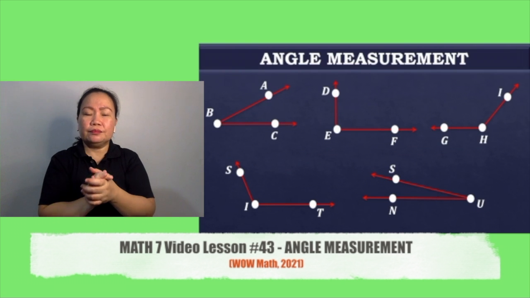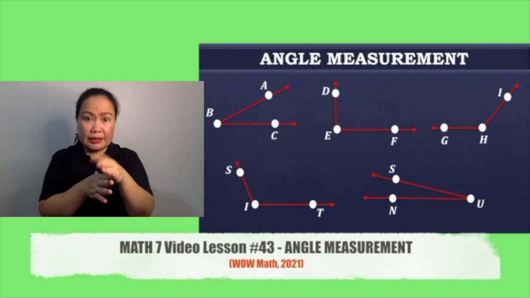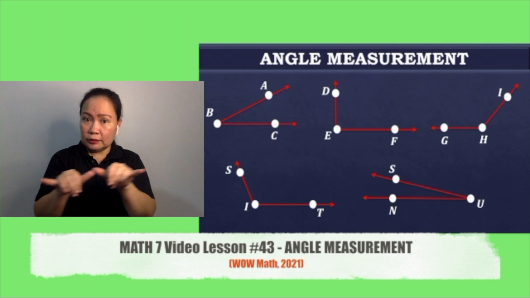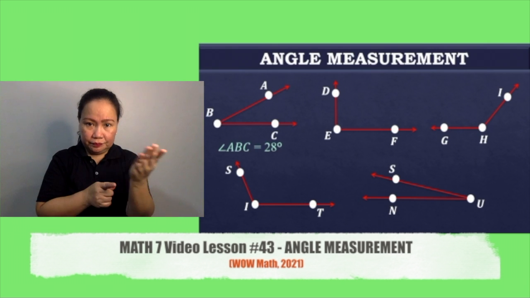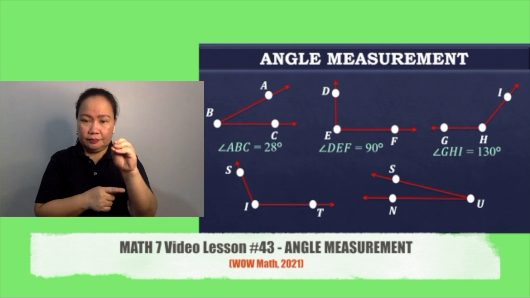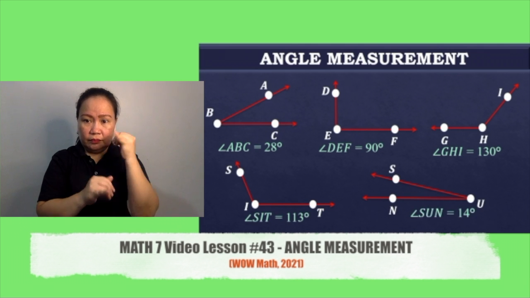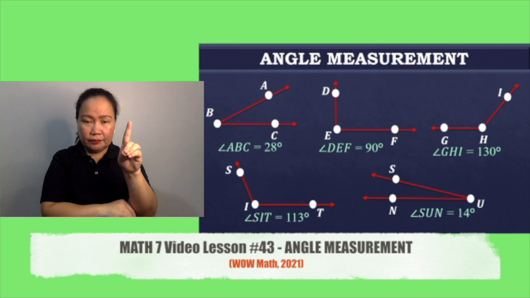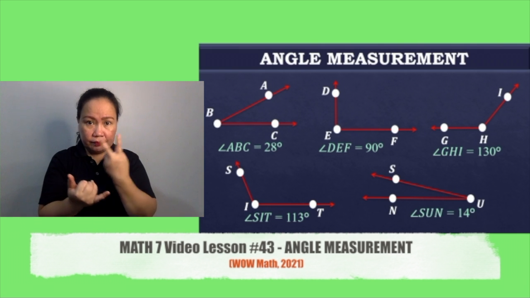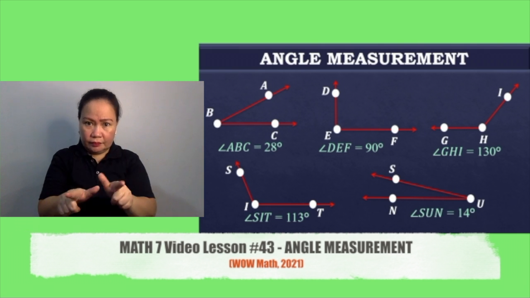Okay, so based dun sa ating ginawang pag-measure ng angles kanina, ito po yung mga nakuha natin, 28 degrees, 90 degrees, angle GHI is 130 degrees, angle SIT is equal to 113 degrees, and angle SUN is equal to 14 degrees. Now, so from these angles, let us identify the kinds of angles.